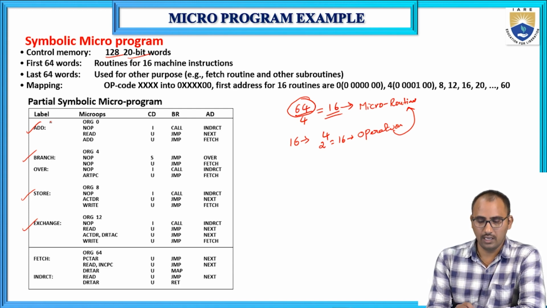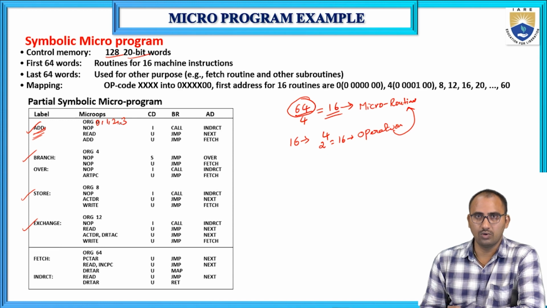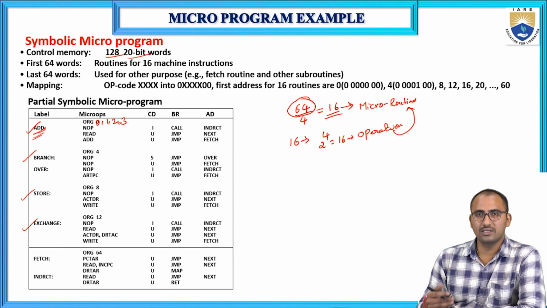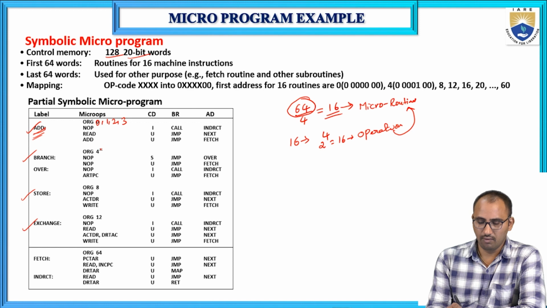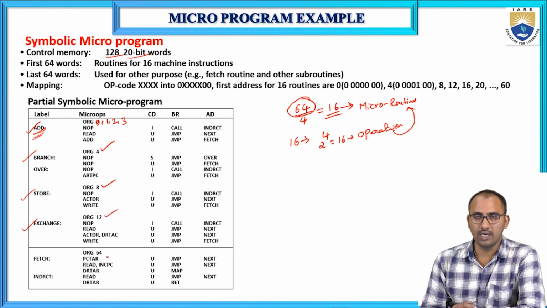So the first one is an add. Add is one micro routine. In order to store this micro routine, it requires 4 memory locations, that are location 0, first, second, third. So total 4 locations. The next micro routine starts with 4, the next starts with 8. Like that, all the 16 micro routines we can store in the first 64 micro memory words.